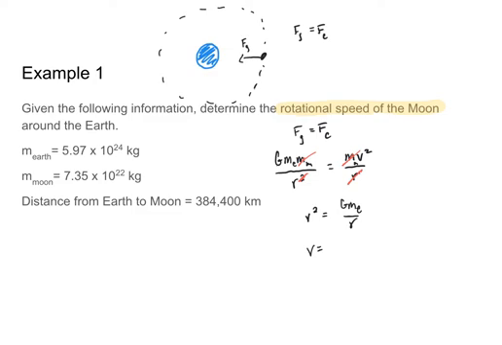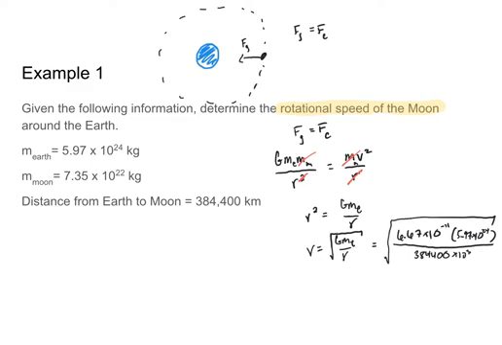Thus, the speed of the moon is given by the square root of G times the mass of the Earth over r, or the square root of 6.67 times 10 to the negative 11th times 5.97 times 10 to the 24th, all over r, which is 384,400 kilometers, or 384,400 times 10 to the third meters. And we're going to take the big square root of all of that.